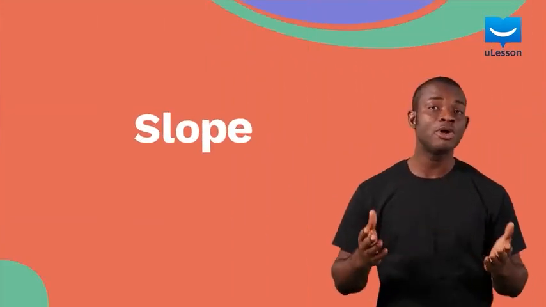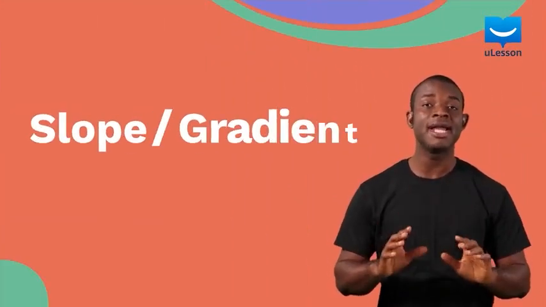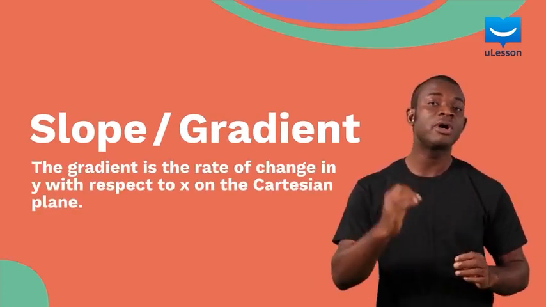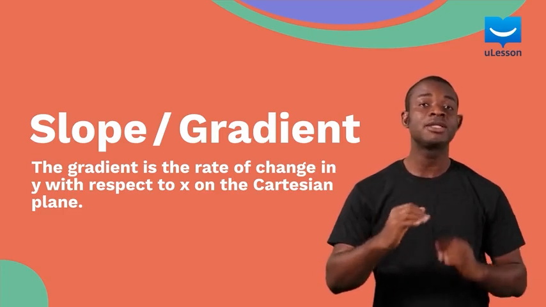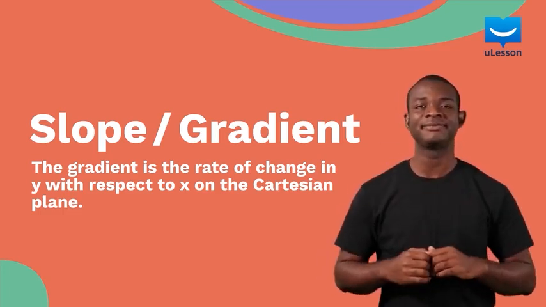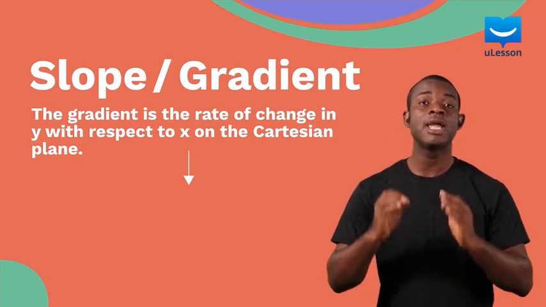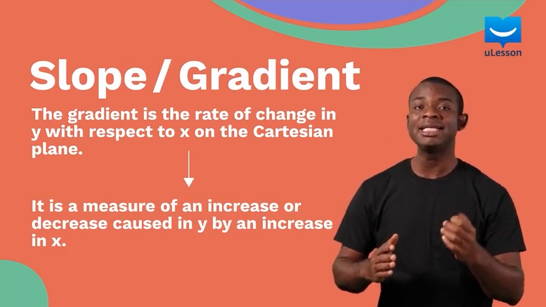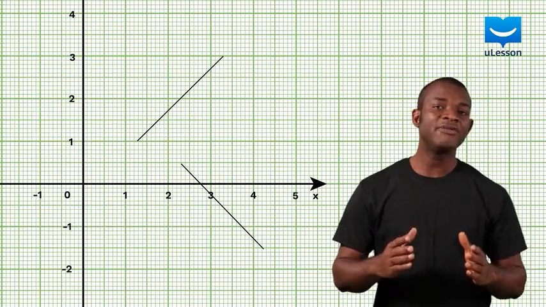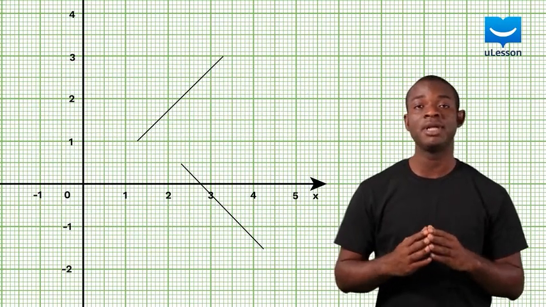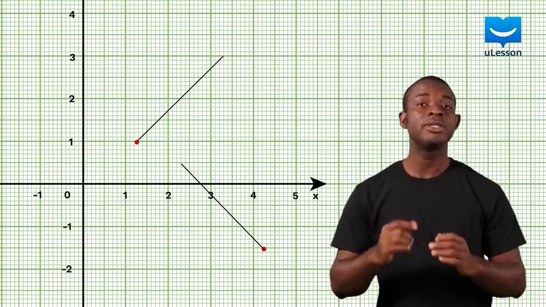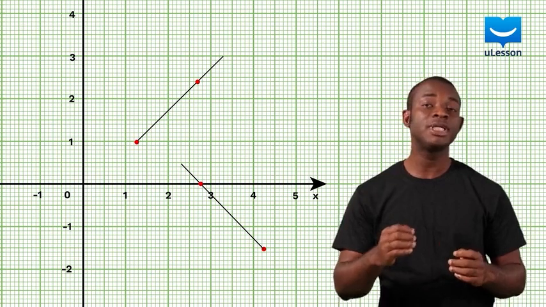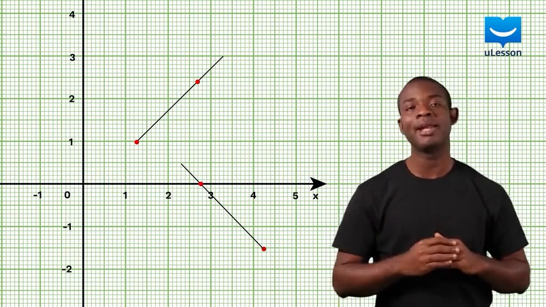This leads us to slope, otherwise known as gradient in mathematics. The gradient or slope is the rate of change in y with respect to x on the Cartesian plane. In simple terms, it is a measure of an increase or decrease in y by an increase in x. Given any straight line on the Cartesian plane, we pick any 2 points on the line and check for the increase in x and its corresponding increase or decrease in y.